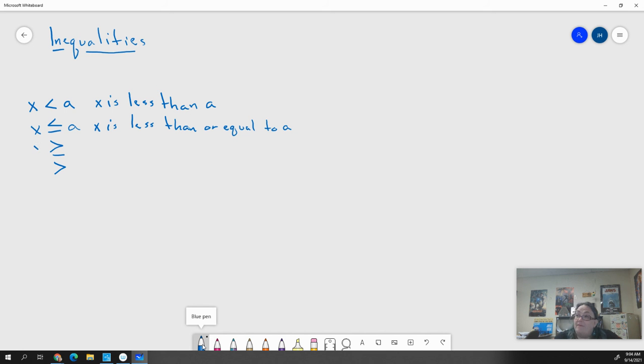So if I have X here and A here, I'm saying that X is greater than or equal to A. And here X would just be greater than A.